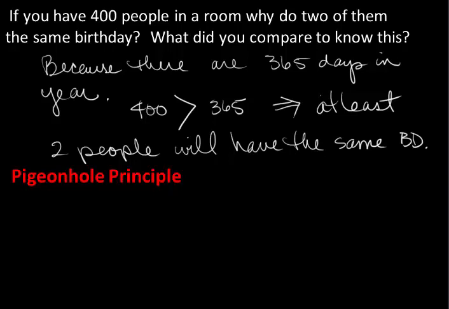Now, I want you to notice this word because it's very important. I said at least 2. That means 2 or 3 or 4, or heck, maybe all 400 of them have the same birthday. But at least 2 will.